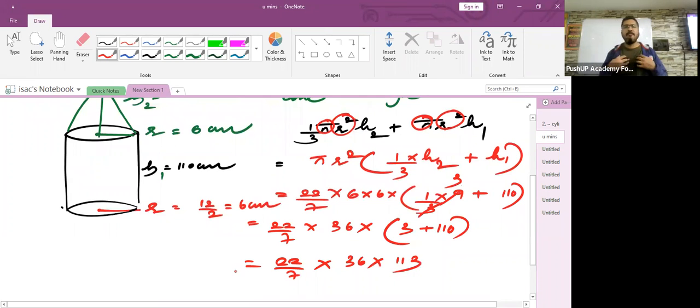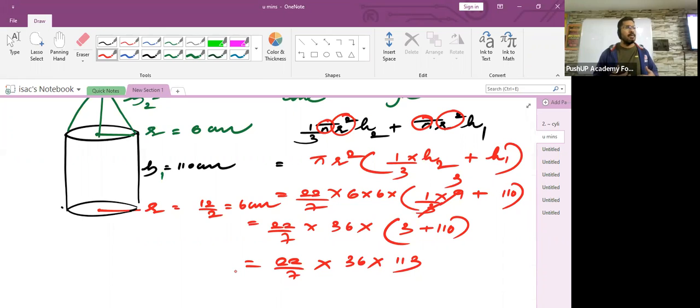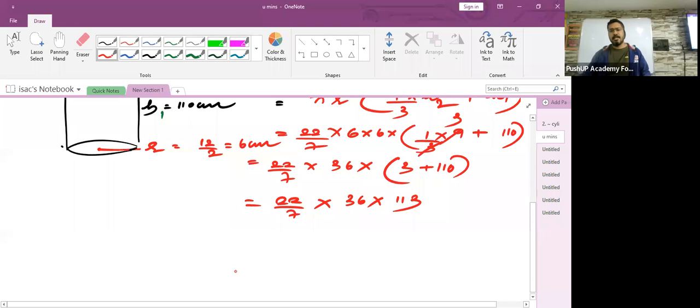113. If you people feel that I'm very weak in doing calculations, do it repeatedly at home. What other option do you have? You're not good with something, you have to give yourself that training. You don't have any other option. Nobody can come and do these calculations for you in the exam. Please understand that. Now, 22 by 7 into 36 into 113.